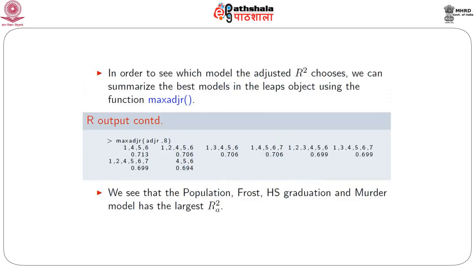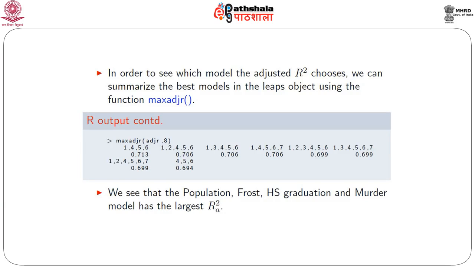Now, let us see which model the adjusted R square criteria selects. If we use the leaps function again, the default criteria is Mallows CP. However, we can mention method equals adjr2, and that will use adjusted R square as the criteria for selecting the models. So, after we use the leaps function with method equals adjr2, we can obtain all the adjusted R squares for all possible 55 models.